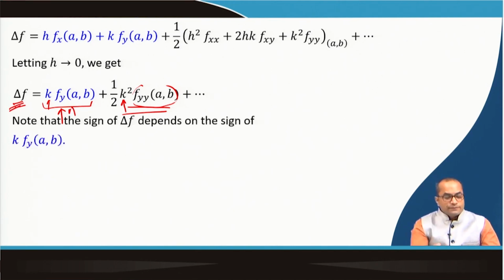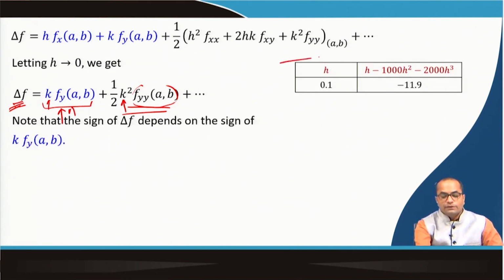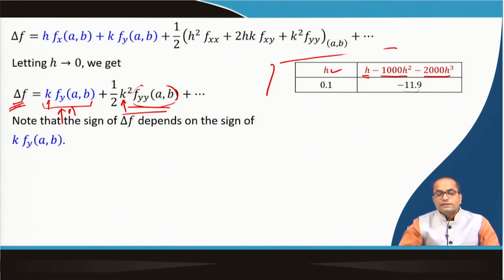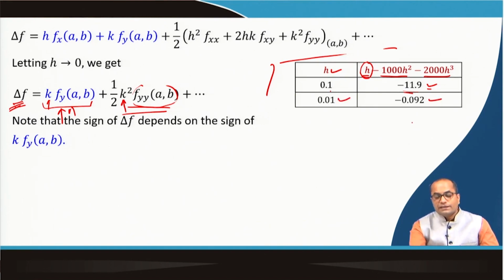Why is this happening? We can get the idea from this example here. Suppose we have an expression h minus 1000 h square minus 2000 h cube. If we pick h as 0.1, the value of this expression is minus 11.9. The sign of h was positive, but we are getting a negative sign for the expression. So at present the sign of h is not the sign of the whole expression. Why? Because h is large, but if we make h smaller, the sign will be that of the first term, which is positive.